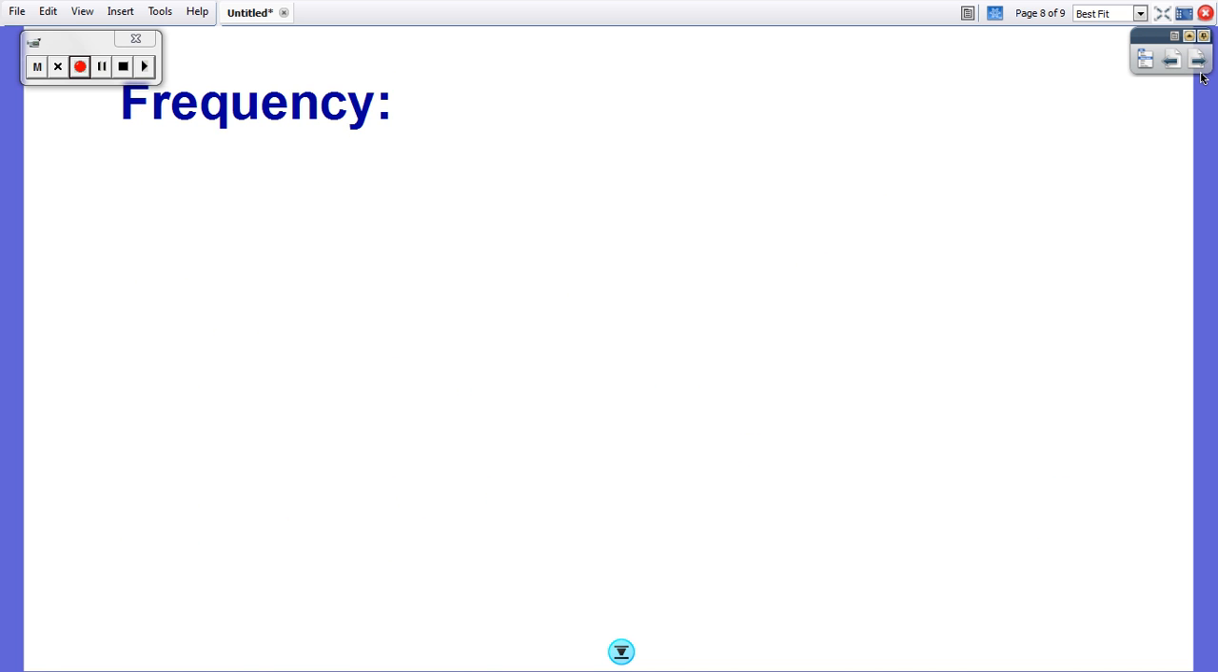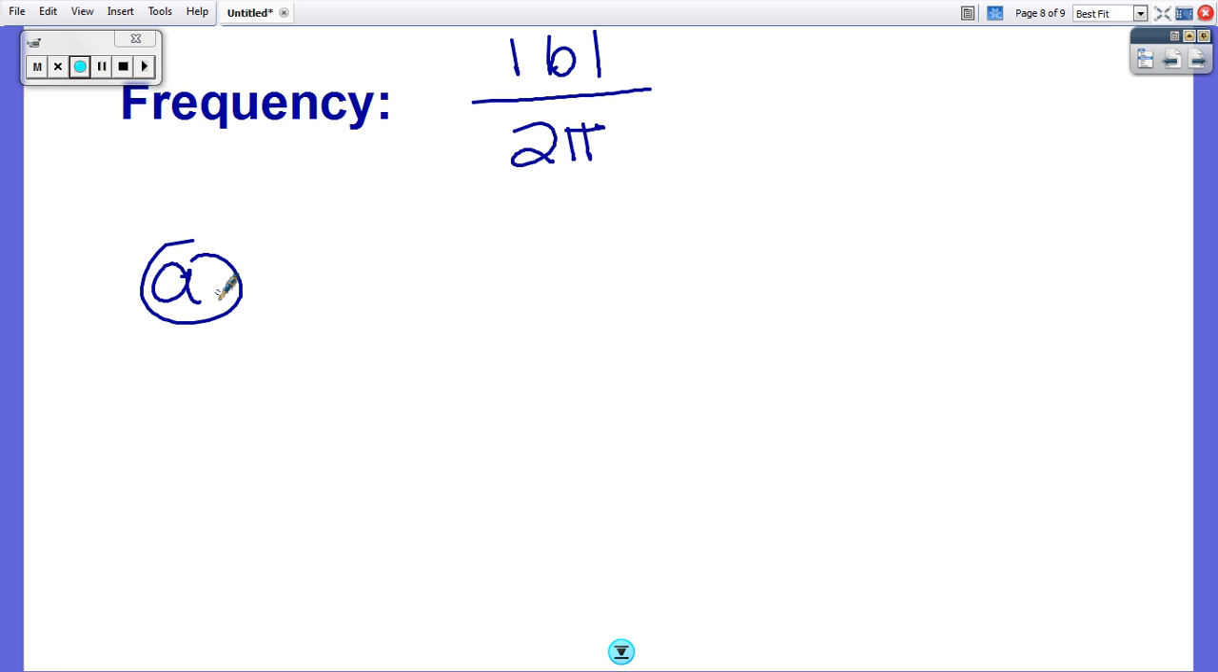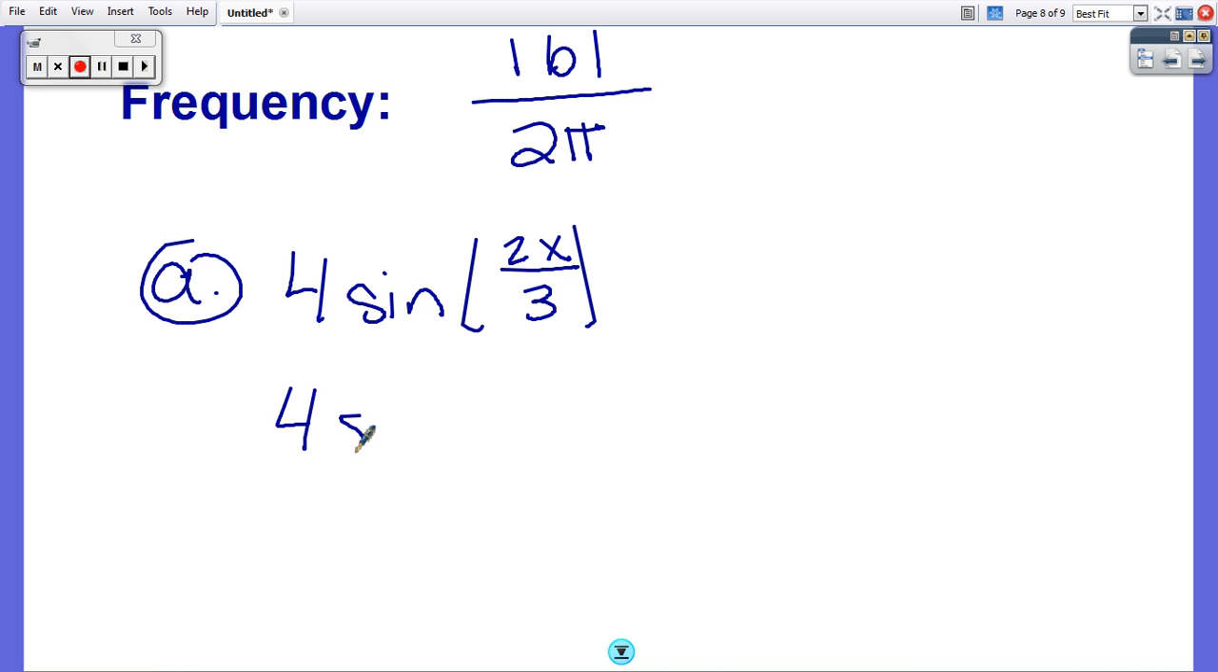Frequency is easy as well. Frequency is actually just the opposite. Frequency is going to be the absolute value of b divided by 2 pi. And I just have one example for frequency because I think that you're starting to understand this. 4 times the sine of 2x divided by 3, which we all know can be written as 4 times the sine of 2/3 times x.